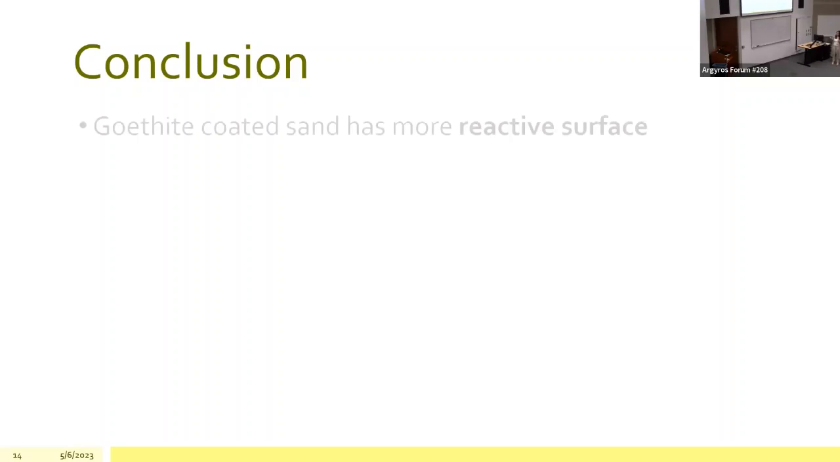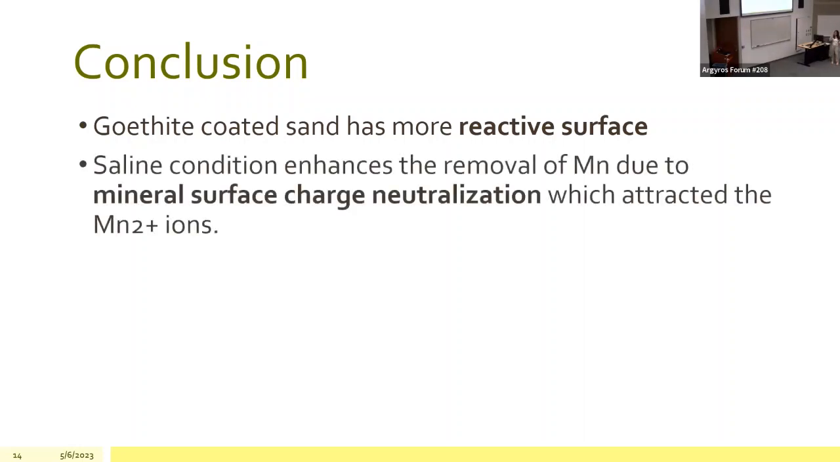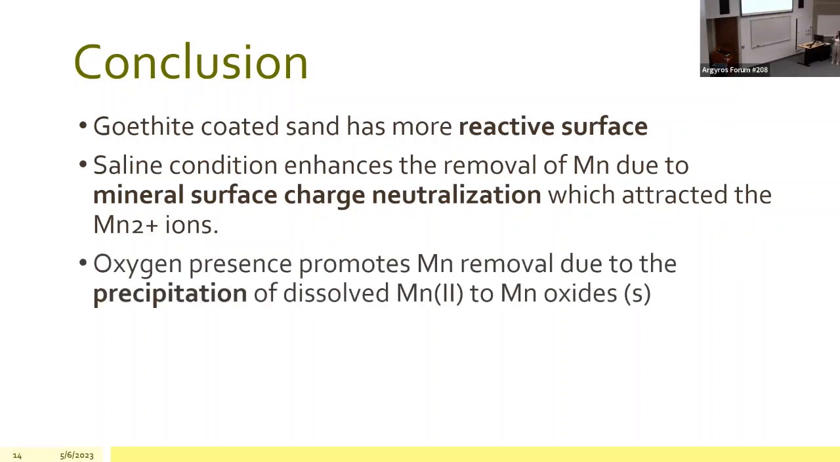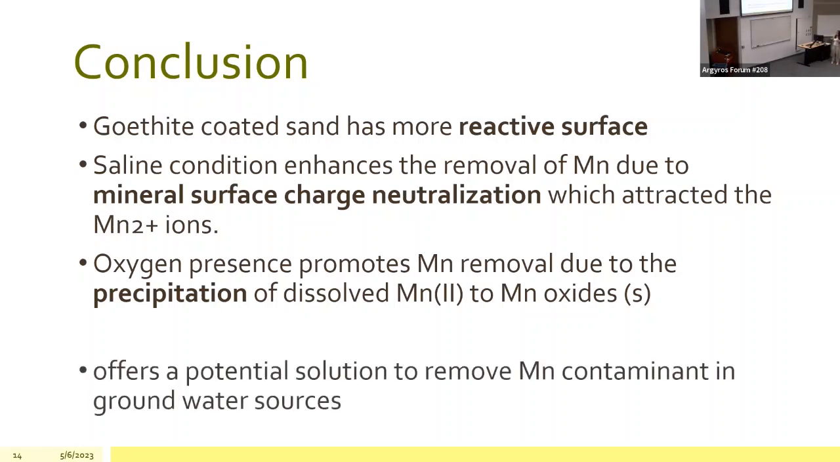So to conclude the experiment, we saw that goethite coated sand has a more reactive surface, which resulted in the higher removal observed. A saline condition enhances the removal of manganese due to mineral surface charge neutralization, which attracts the manganese 2 plus ion. And last but not least, oxygen presence promotes manganese removal due to the precipitation of dissolved manganese 2 to manganese oxide. Again, this occurrence is very small, so it's highly negligible. Overall, this experiment potentially offers a solution to remove manganese contaminant from our groundwater system using natural conditions and naturally occurring substrate.